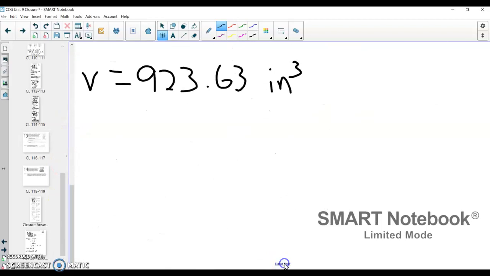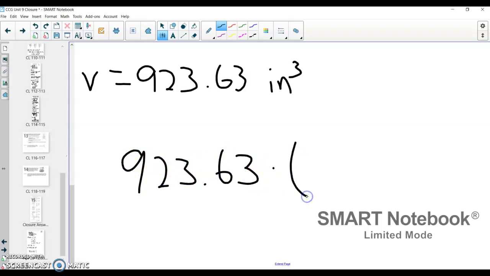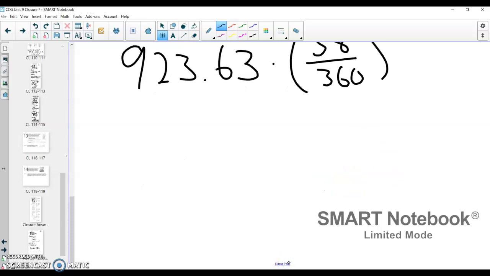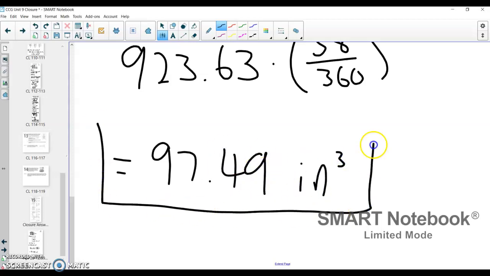I'm going to take the entire volume here, the 923.63, and I'm going to multiply that by the portion 38 out of 360. And when I plug this into my calculator, I'm going to get the volume that I'm looking for. And so I take the 923.63, multiply that by 38 divided by 360, and I get 97.49 inches cubed, and that's my answer.